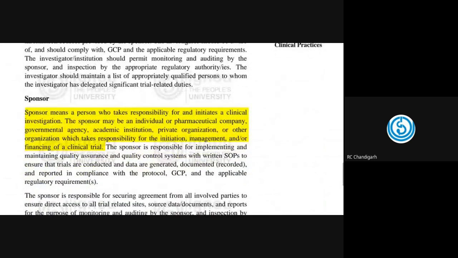Sponsor. Sponsor means a person who takes responsibility for and initiates a clinical investigation. The sponsor may be an individual or pharmaceutical company, governmental agency, academic institution, private organization, or other organization which takes responsibility for the initiation, management, and/or financing of a clinical trial.